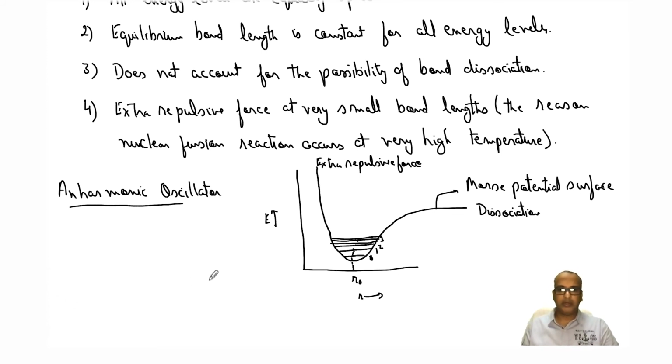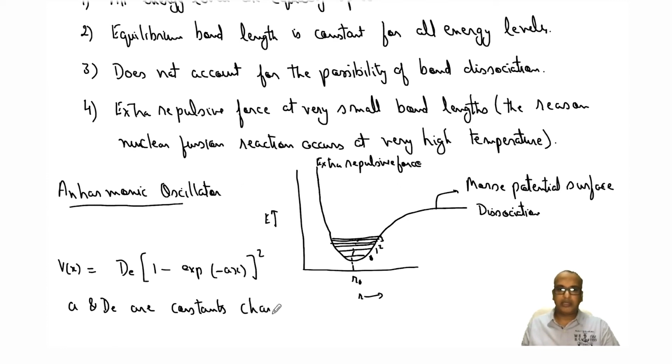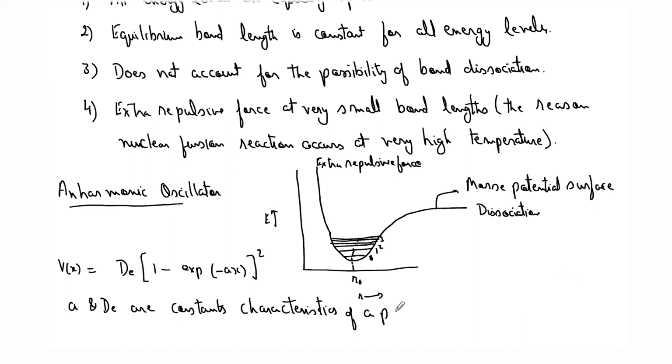Now, what is the surface equation? It looks like V(x) equals D_e times (1 minus exponential of minus a x) squared, where a and D_e are constants characteristic of a particular electronic state of the molecule.